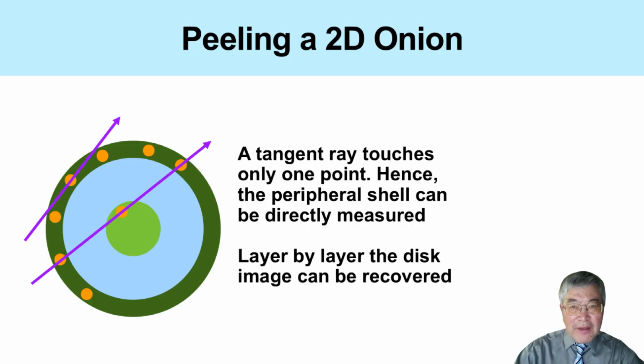Once we determine the values on the outermost layer, we can conceptually remove or peel away that layer. Then we move inward to the next shell. Rays that previously passed through both the outer layer and the inner layer can now be corrected because the outer layer is already known. This allows us to solve for the next layer. Continuing this process layer by layer, we can recover more and more of the image. Eventually, the entire two-dimensional object can be reconstructed.